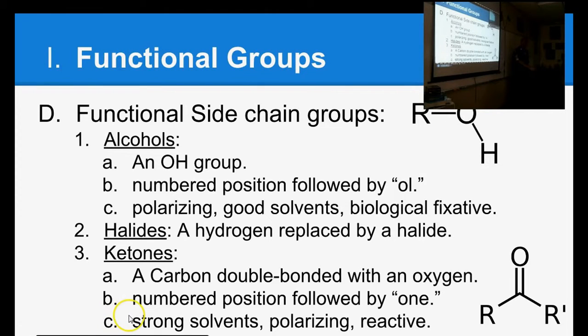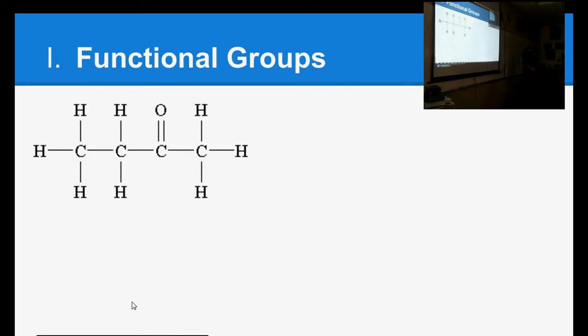These are very strong solvents. Alcohols are solvents. Ketones are much stronger solvents. They're even more polarizing, so they mix with water even better. They're incredibly reactive. So in organic chemistry that uses ketones, you see lots of reactions happening rather quickly. They're very reactive molecules. So practice naming these things.